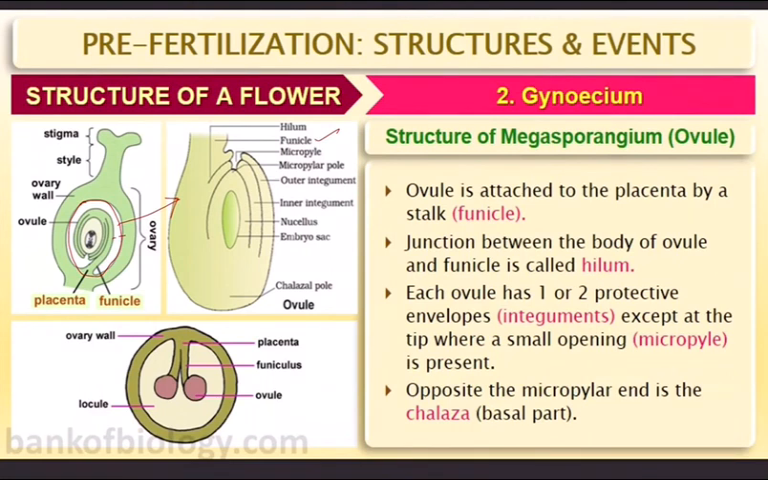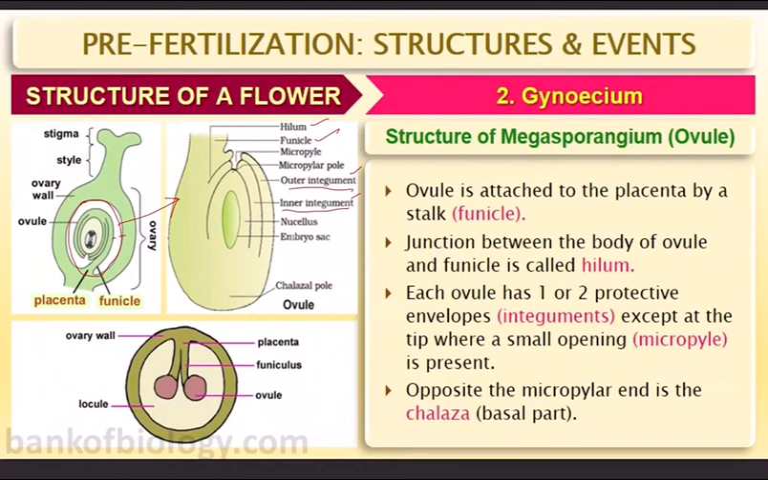And the junction between the body of the ovule and the funicle is called the hilum. This is the junction, the hilum. Each ovule has 1 or 2 protective envelopes. They are called integuments. So you can see here the presence of an outer integument and an inner integument.